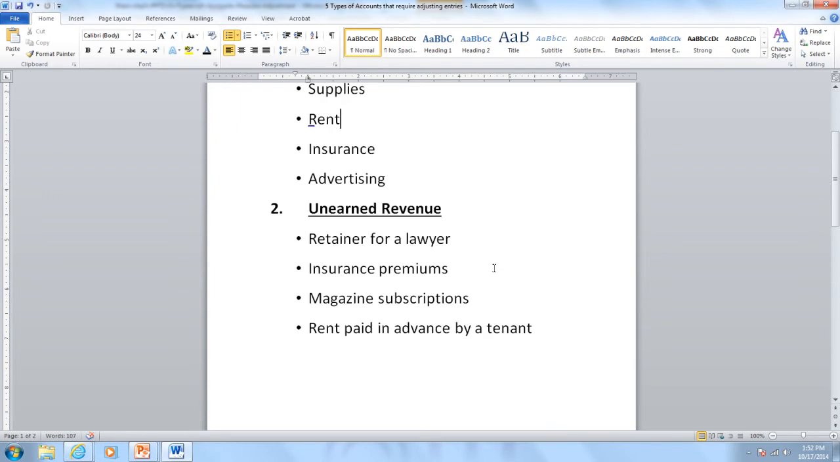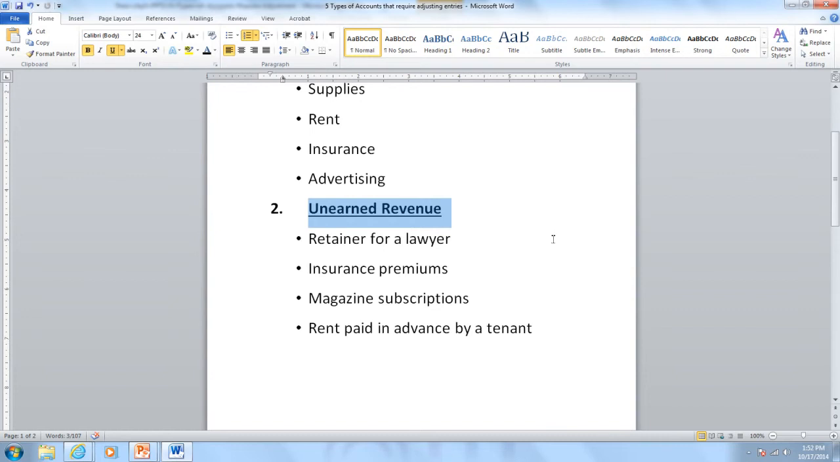The second type of adjusting entry that we're going to deal with is unearned revenue. Now, unearned revenue is a little bit trickier, but let's see if I can explain it for you.